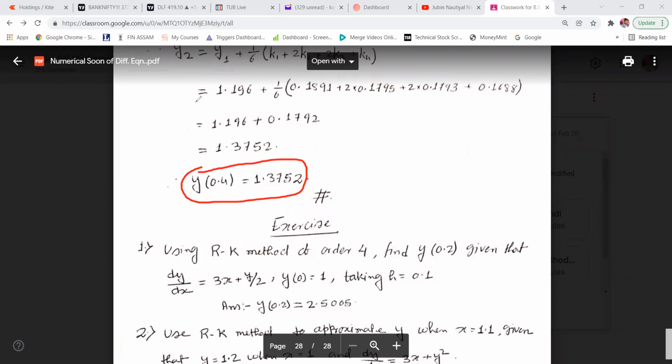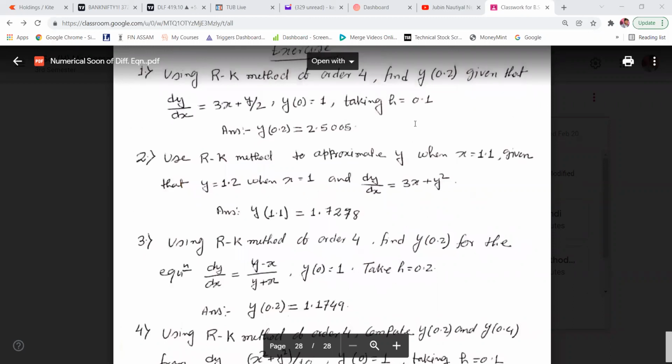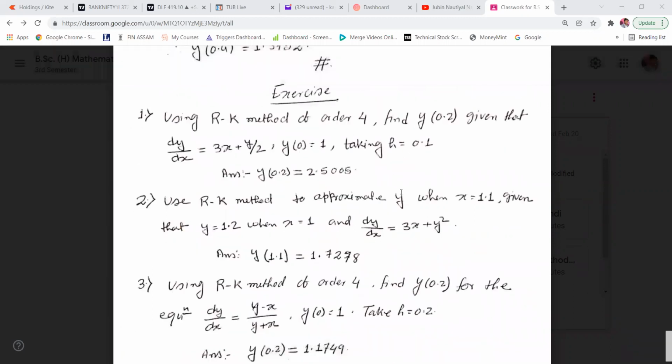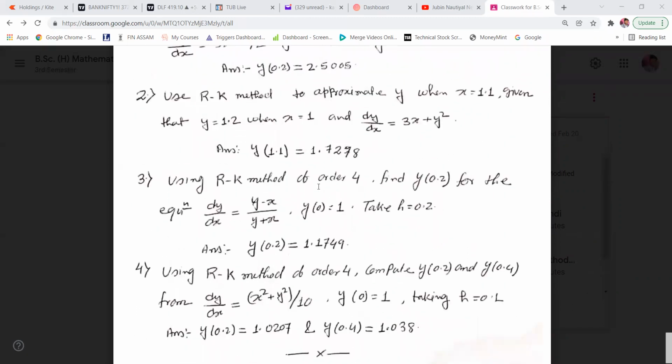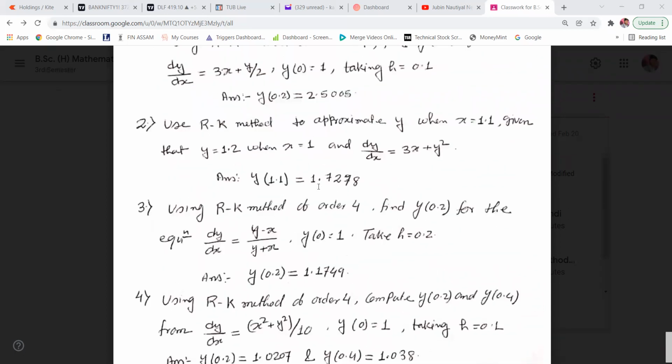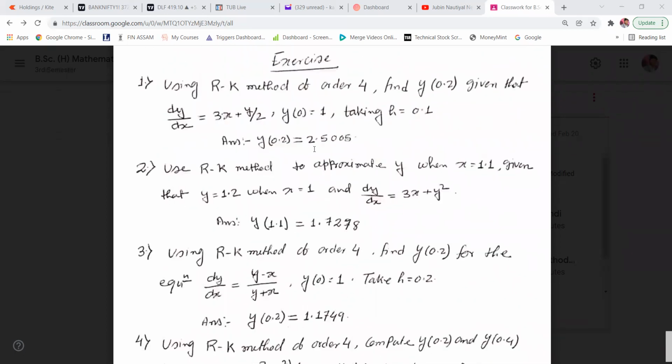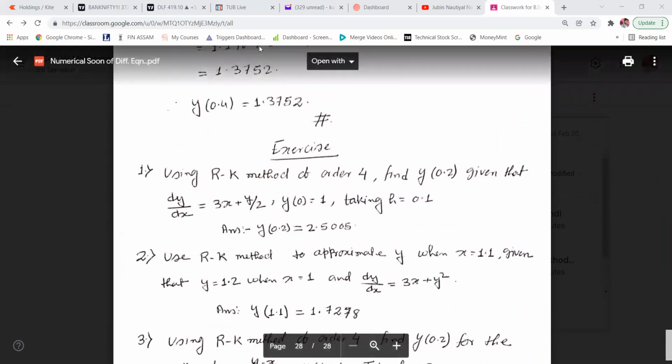Okay, so now here I have given a few exercises for you. You can try all these exercises by yourself. It has been already mentioned by what method you need to do. Their answers are also given. So you try by yourself and compare your result with this result, whether it's matching or not. So there are 4 different exercises I have given here for you to practice the method. And that's all about your RK method, that is your Runge-Kutta method.